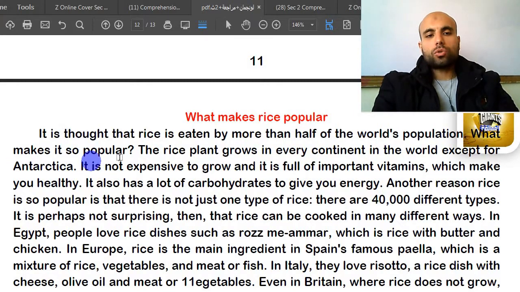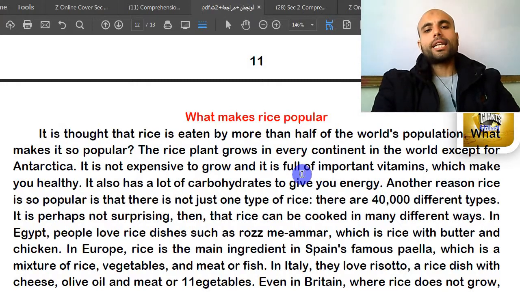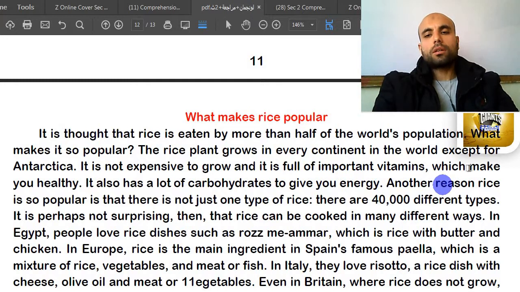What makes it so popular? The rice plant grows in every continent in the world except for Antarctica. It's not expensive to grow and it is full of important vitamins which make you healthy. It also has a lot of carbohydrates to give you energy.